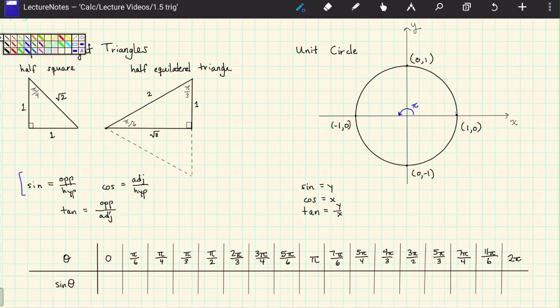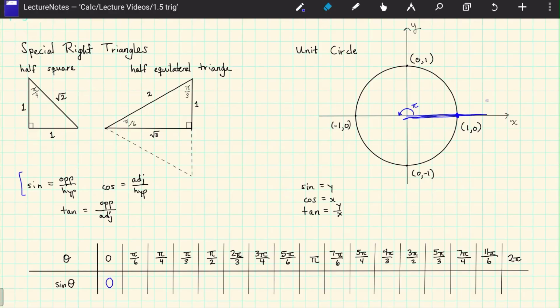So I'm going to start, in terms of filling out this table, by just filling out the compass points. So starting at an angle of 0, which is at the positive x-axis, I'm looking at the y-coordinate of that point on the unit circle, and that y-coordinate is going to be 0. So I'm going to put that down here.